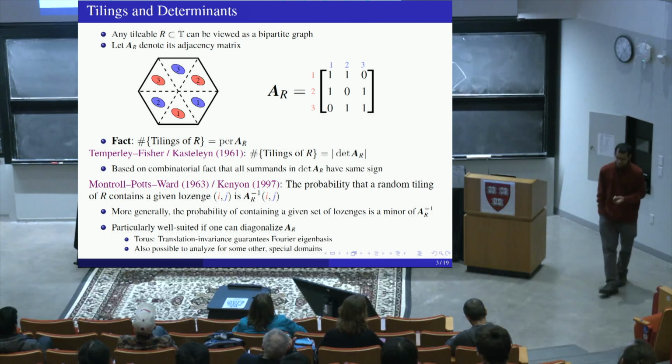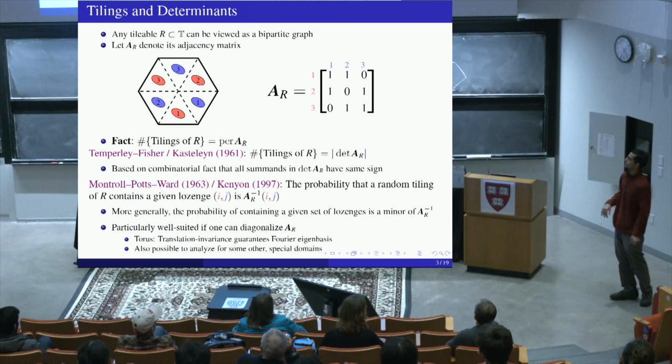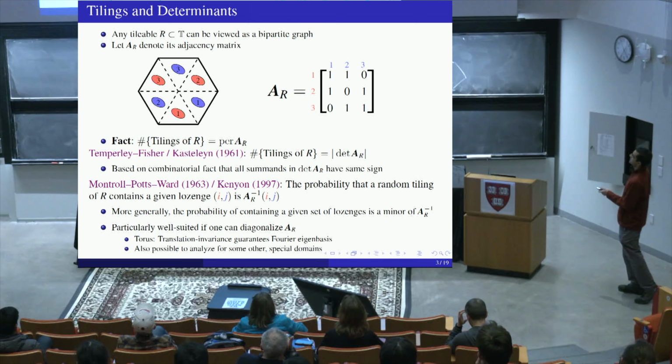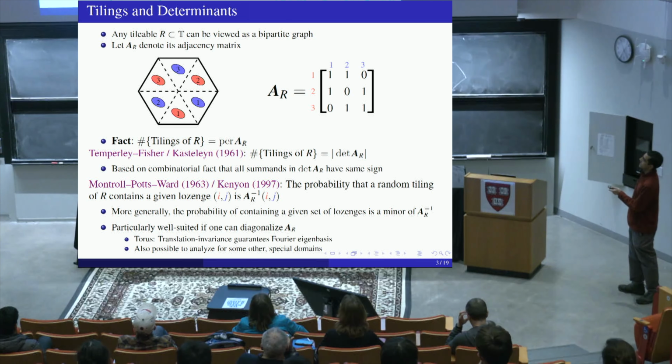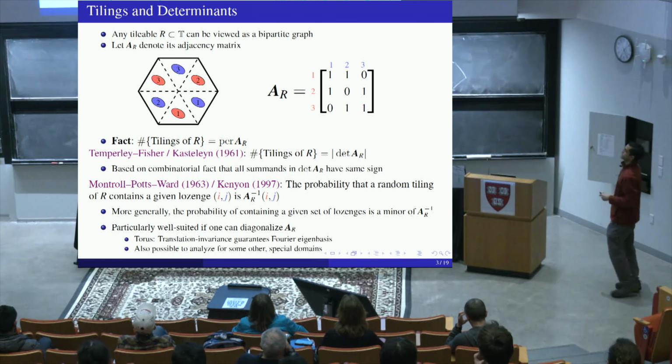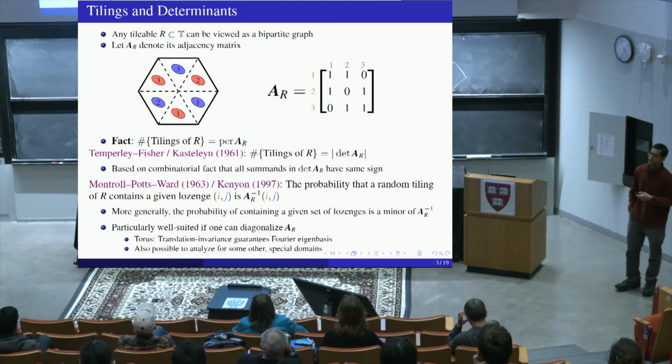Okay, so this is a counting statement, and my goal was to do probability. But probability is just division of counts: I count something and I divide by all of them. So you can basically divide two determinants and you'll start getting probabilities. If I ask for the probability that the random tiling contains some lozenge (i, j), where (i, j) means the lozenge connecting a red i and a blue j, it's given by the inverse of A_R evaluated at the entry (i, j). The inverse should hopefully make sense. This is coming from a kind of Cramer's rule, right?